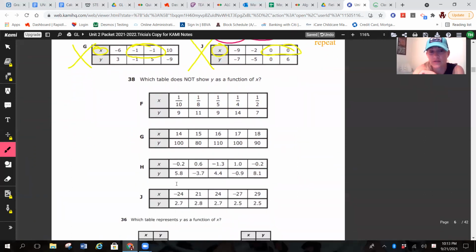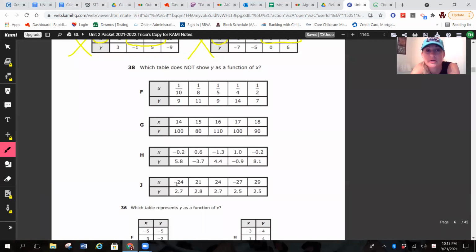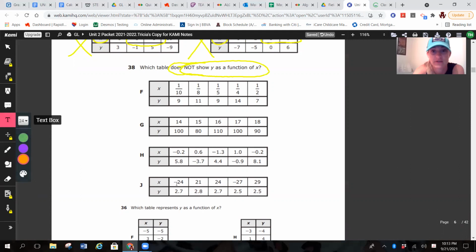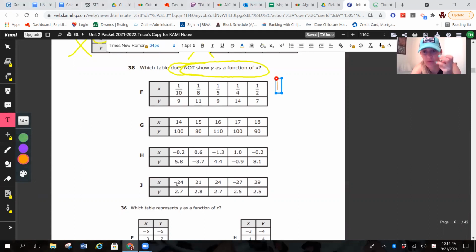Let's look at 38. 38 is still talking about function, but check it out. Now they say which one does not show Y as a function of X. So now we have to switch the brain. Which table is not a function? So 3 of these are functions. 1 is not a function.